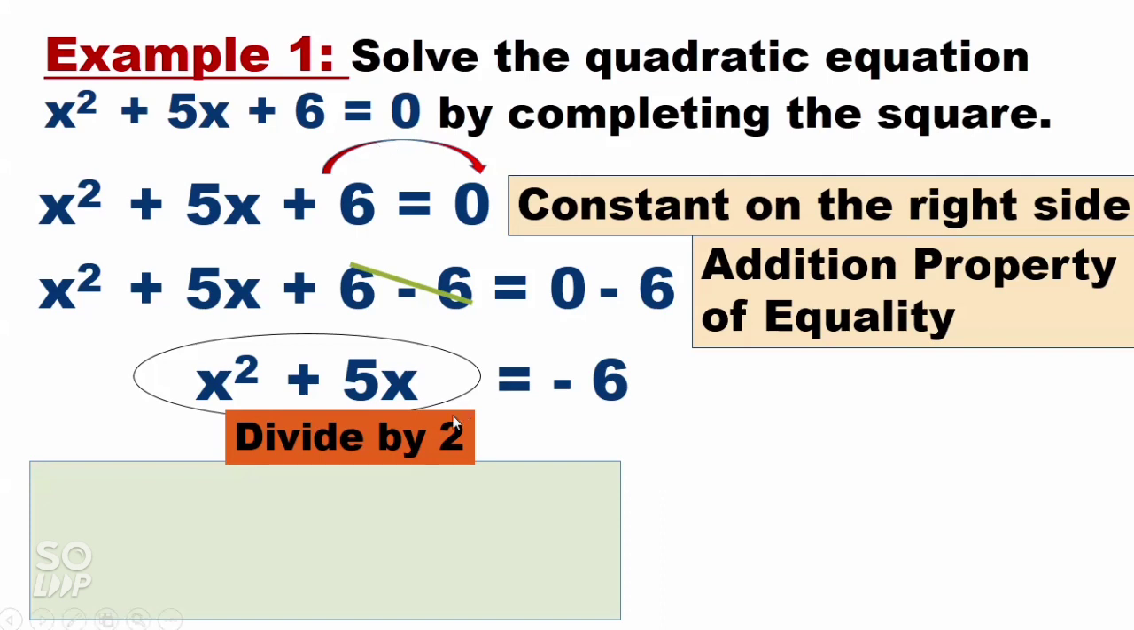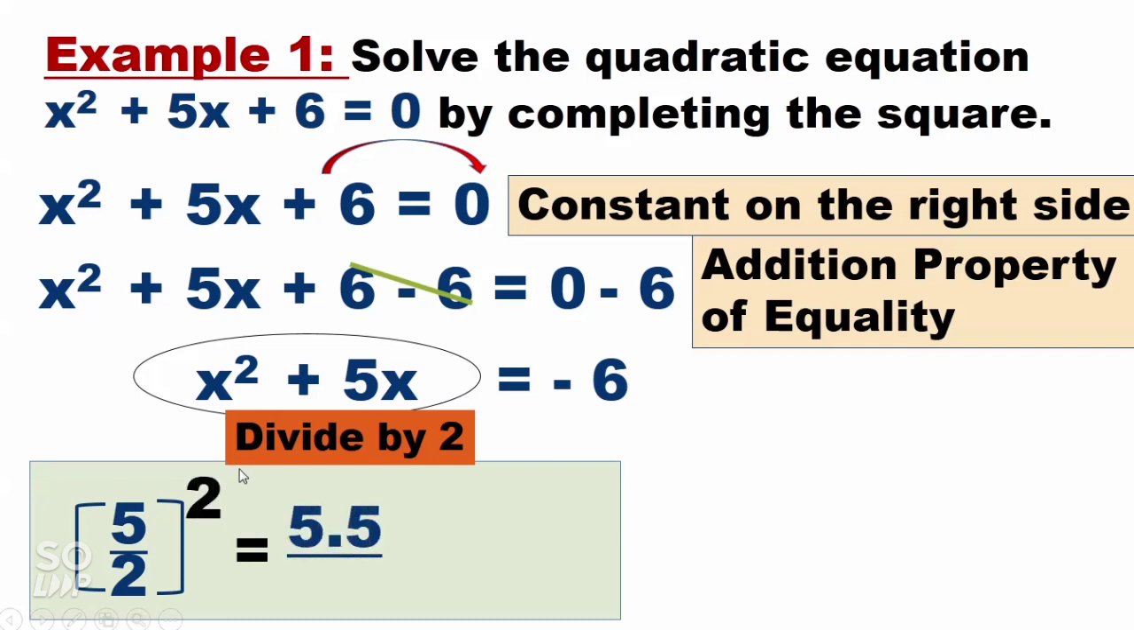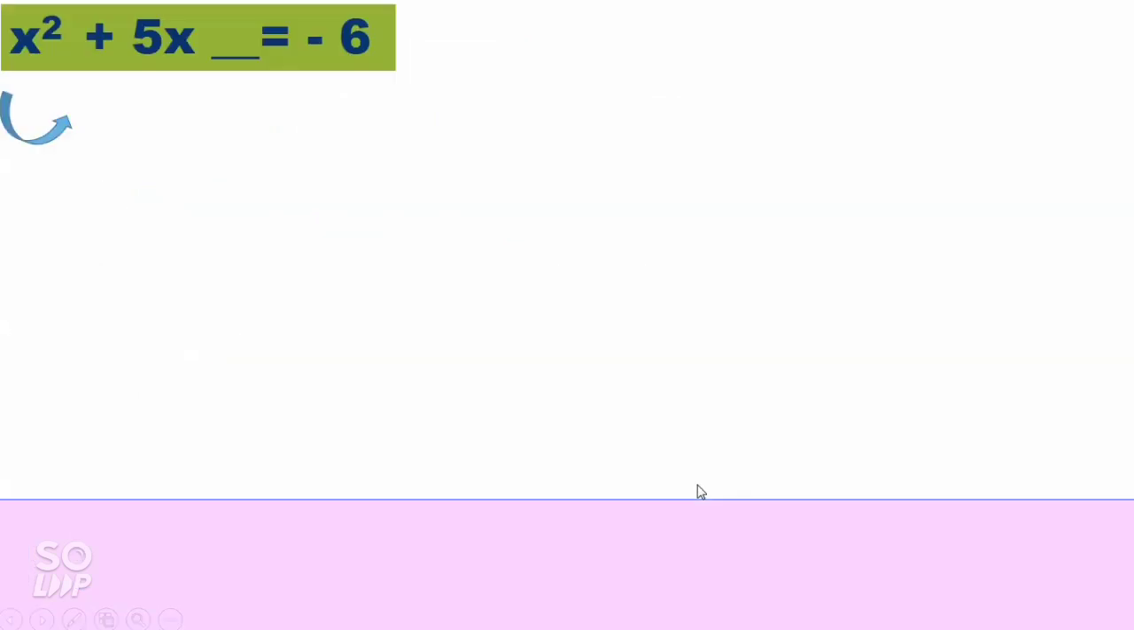So again, divide lang natin yun sa 2. 5 divided by 2. And then, i-square lang natin. Okay? So magiging 5 times 5 over 2 times 2. And the answer is 25 over 4. Okay? So yun yung i-add natin doon sa trinomial natin para maging perfect square trinomial, which is 25 over 4.